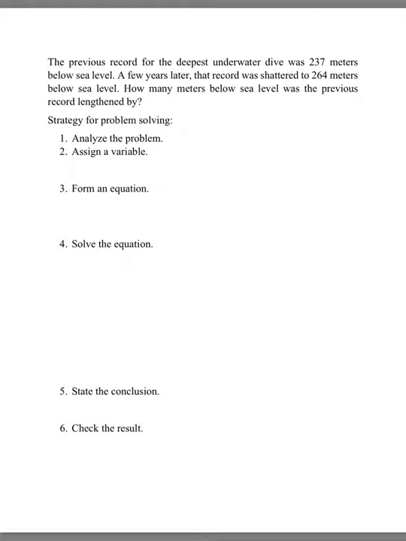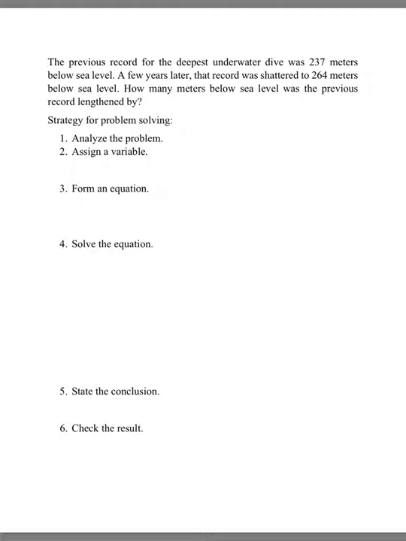Let us begin by reading the word problem out loud. The previous record for the deepest underwater dive was 237 meters below sea level. A few years later, that record was shattered to 264 meters below sea level. How many meters below sea level was the previous record lengthened by?